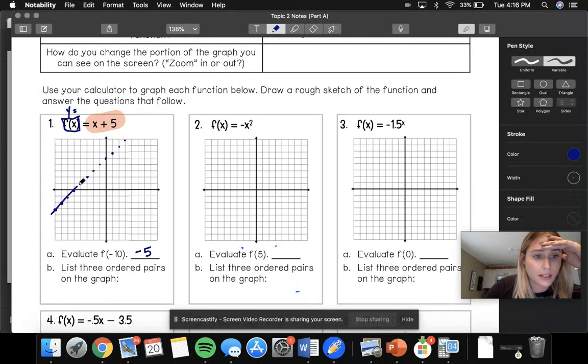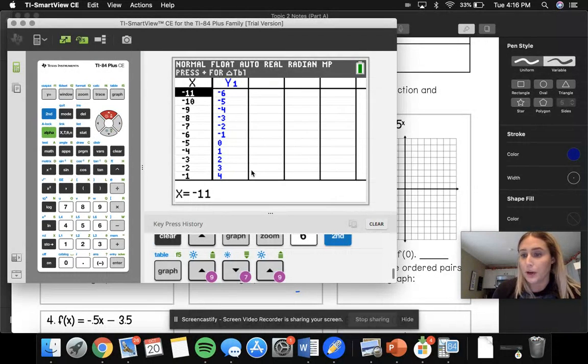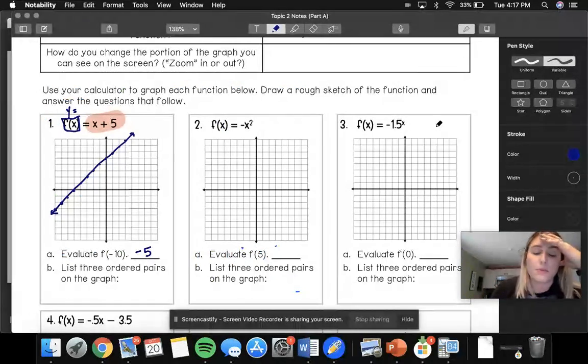Again, this created a straight line. Then it says to list 3 ordered pairs. Just use your graphing calculator and pick any 3. So you could pick negative 4, 1, negative 8, 3, negative 5, 0. Any of them would work.